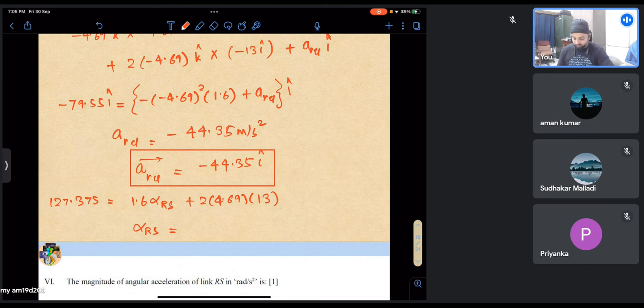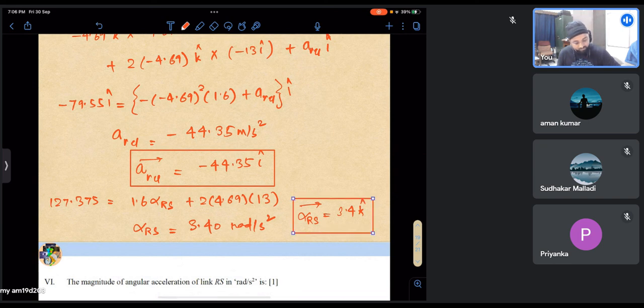127.375 equal to 1.6 alpha RS plus 2 into 4.69 into 13, which gives 3.4 radians per second squared. And this is coming out to be positive, so the direction which we have considered is correct. So alpha RS is 3.4 K cap. So we have found out the angular quantities also.